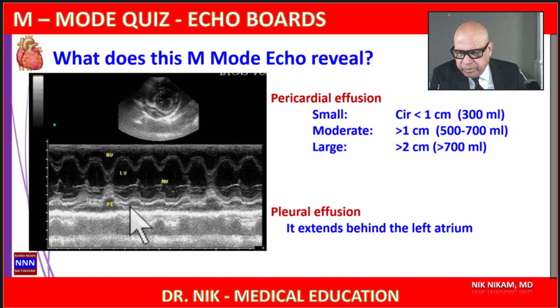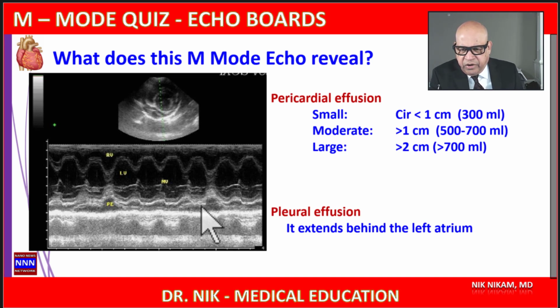Point number 2, there is some echo-free space posteriorly, so that means there is pericardial effusion. If this is more than 1 centimeter, we are dealing with moderate pericardial effusion. We also see echo-free space anteriorly, so there is evidence that we are dealing with some moderate pericardial effusion. Along with that, we also see a large echo-free space behind the pericardial effusion. So this represents a large pleural effusion in addition to the pericardial effusion.